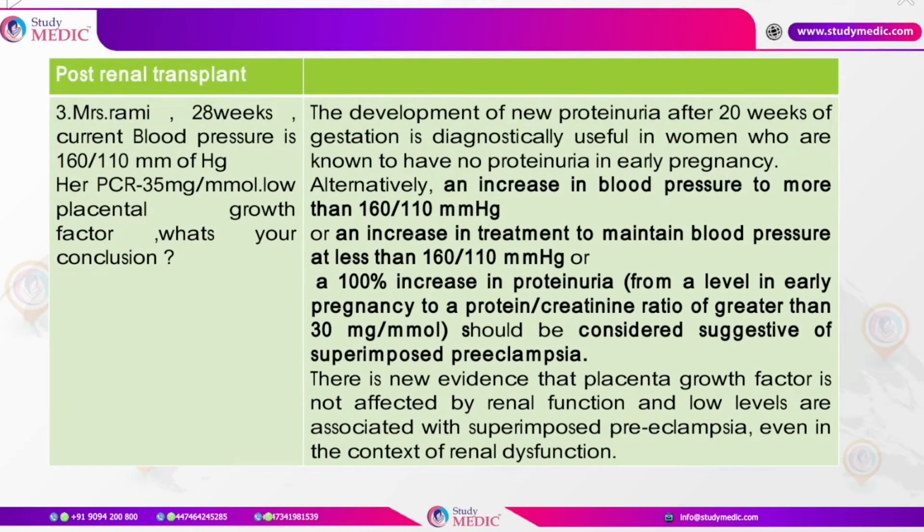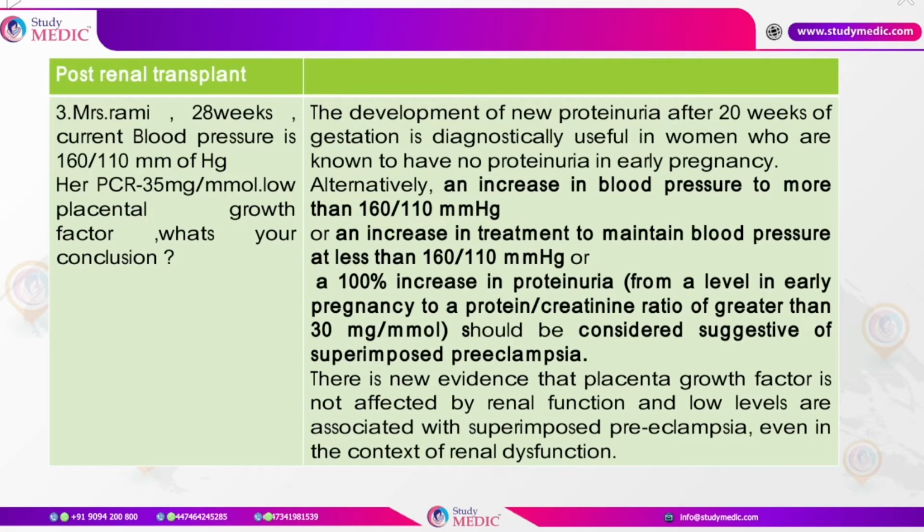Talking about post-renal transplant, another scenario: Miss Rami, at 28 weeks, the current blood pressure is 160 by 110 millimeters of mercury, and her protein creatinine ratio is 35 milligram per millimole, and low placental growth factor has been seen. So what is your conclusion? The development of new proteinuria after 20 weeks of gestation is diagnostically useful in a woman who is known to have no proteinuria in early pregnancy.